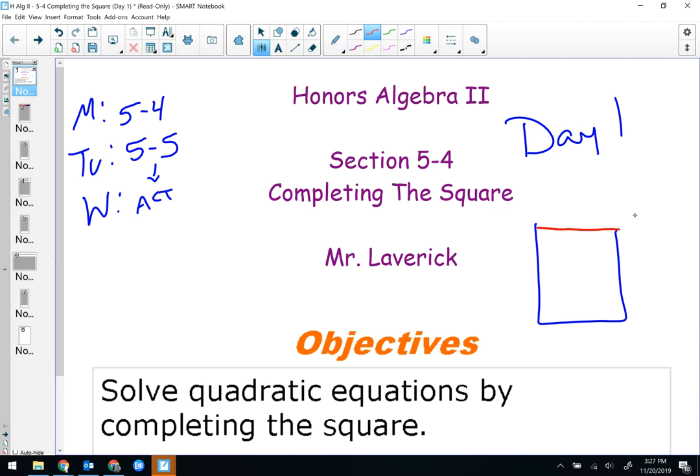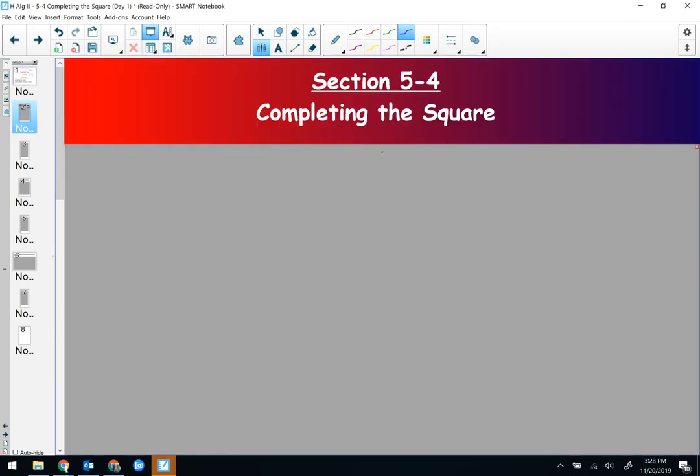Completing the square. Get it? See what I did there? I'm so funny. Okay. All right. So go ahead, guys. Section 5-4 is kind of difficult, but you guys are fine. You guys are honors kids. You can do it. Okay.